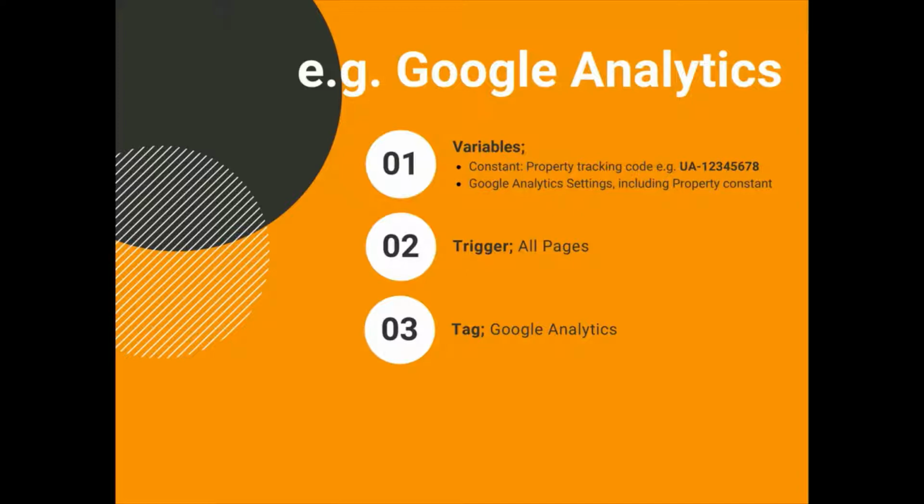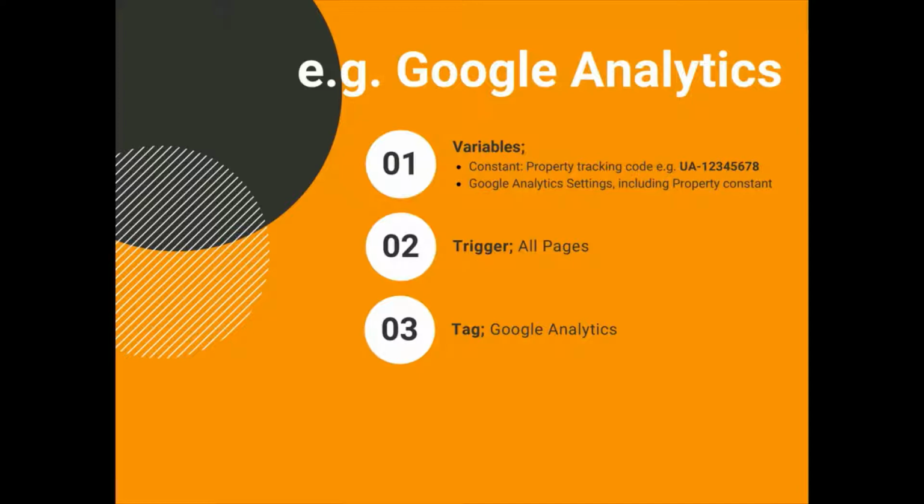Whereas an advantage of using a variable in this type of instance is if we had, say, those 4 or 5 different Google Analytics related tags set up and we had to update our tracking code, we could just go and update that constant, change that UA code, and it would automatically update on all of the other tags. So really, really helpful to think about that, but like I said, not essential. I'll show you how it works.